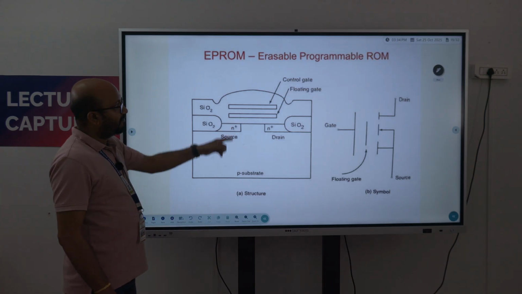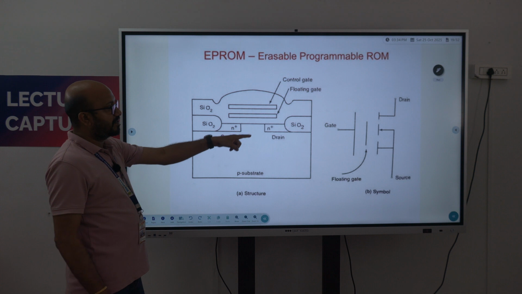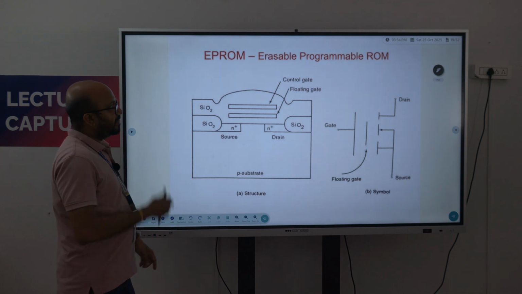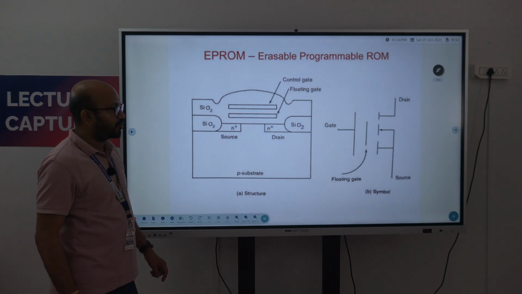The floating gate is used to eliminate or wipe out the entire memory. This is how the symbol looks. There is a MOSFET used, with a gate, drain and source.